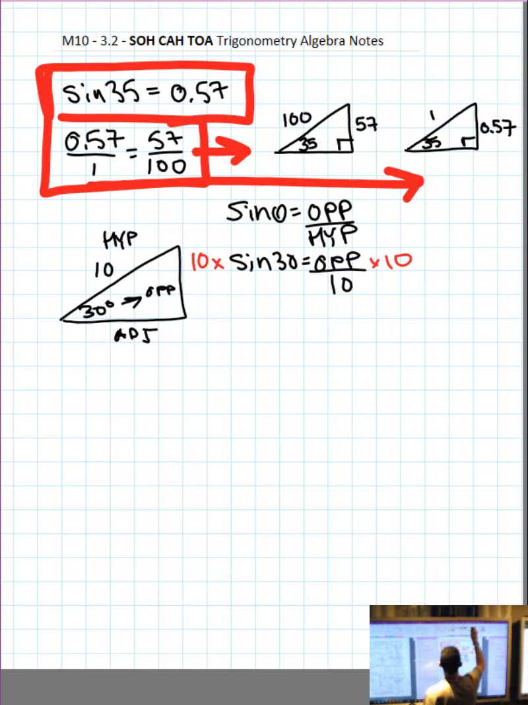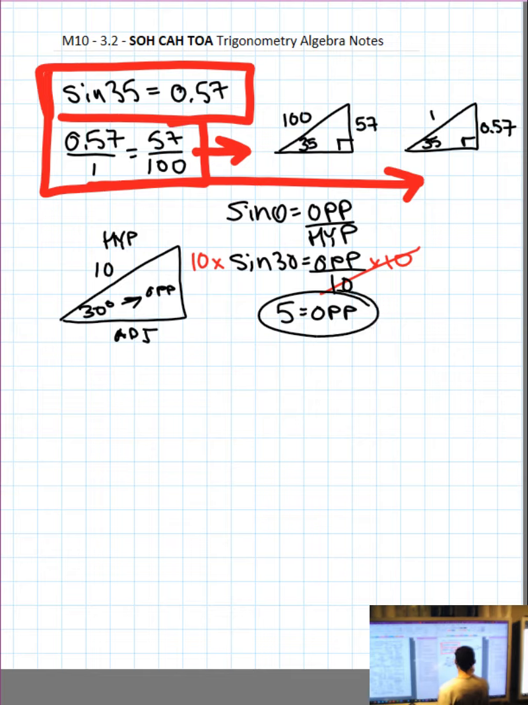Okay, so we times the sides by 10, so we're going to cross off the 10s, and then 10 times sine 30 is 5, so 5 equals opposite. Circle your answer. Put it in the diagram where it belongs. Circle your answer. Check your answer.